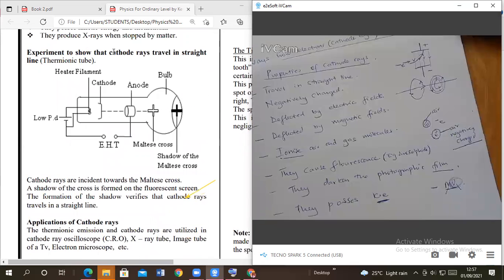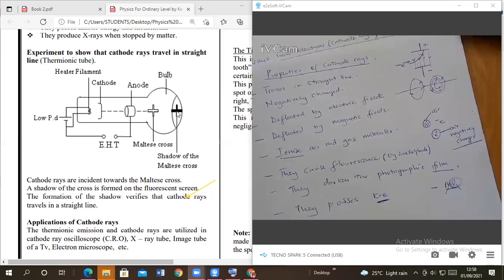Now, this is an experiment to show that cathode rays travel in a straight line. In the other tube, inside we put what we call a Maltese cross. Once these cathode rays are produced from the cathode and accelerated towards the anode, once they reach the Maltese cross, they cannot go beyond it.